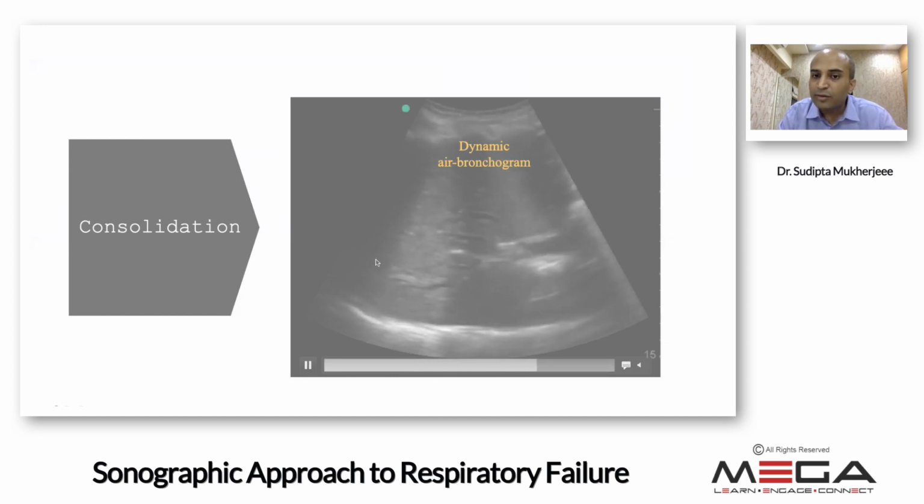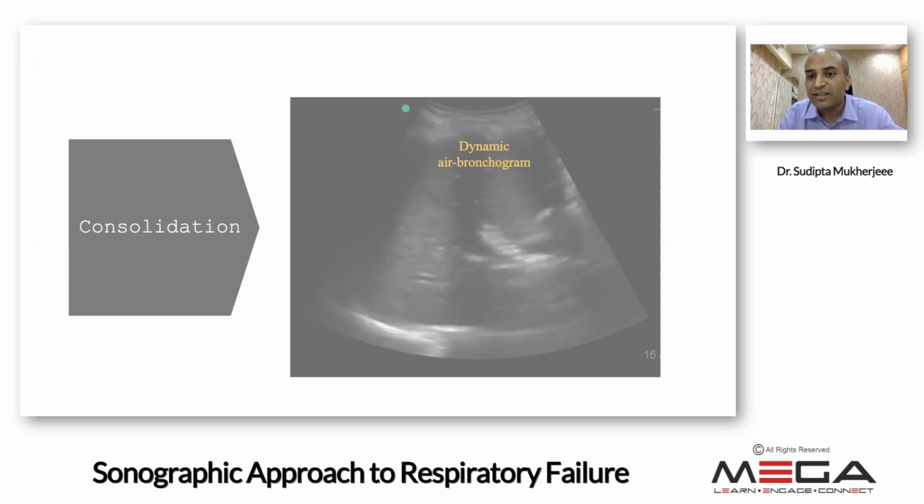Now for consolidation, because the air is coming and going, we'll get a dynamic air bronchogram. And because the lung is solidified, we'll get a true image of the lung. We need to remember, to diagnose consolidation, ultrasound is even better than CT scan, because CT scan cannot diagnose dynamic air bronchogram. They mostly say it's a collapse consolidation. They cannot differentiate between collapse and a true consolidation.